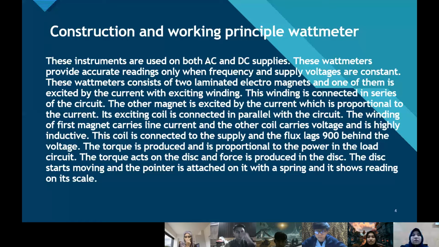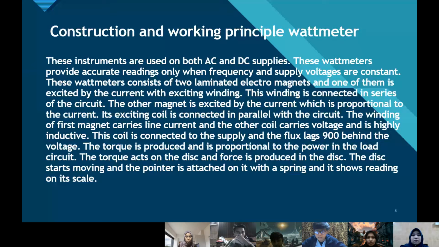The other magnet is excited by the current which is proportional to the voltage. The exciting coil is connected in parallel with the circuit. The winding of the first magnet carries line current and the other coil carries voltage and is highly inductive. This coil is connected to the supply and the flux lags 90 degrees behind the voltage. The torque is produced and it is proportional to the power in the load circuit.